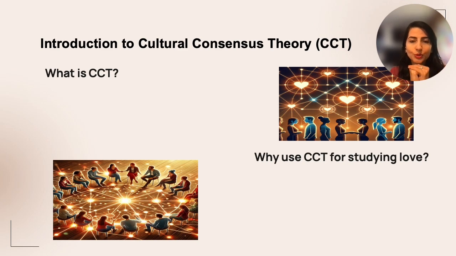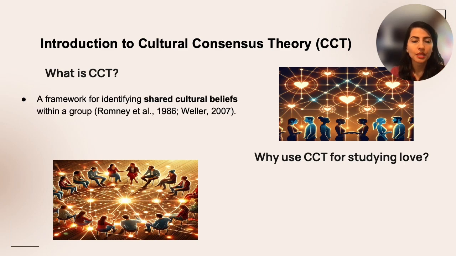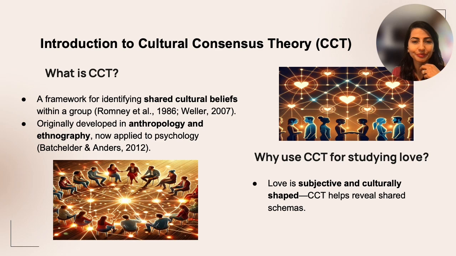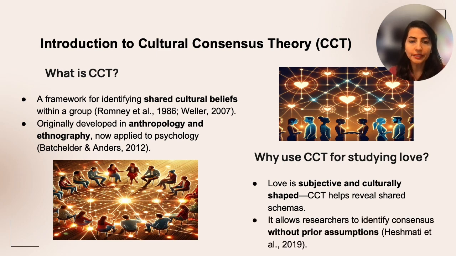So let's talk about cultural consensus theory. What is cultural consensus theory, and why do we use it to study love? CCT, or cultural consensus theory, is a framework that identifies shared cultural beliefs within a group. This framework really originated from anthropology and ethnography. However, more recently, we are adopting it in psychology, and specifically in the study of love. As we all know, love is subjective and culturally shaped. CCT in this case helps us reveal those shared schemas that might exist within a group or a culture. It really allows researchers to identify these shared beliefs without bringing in our own prior assumptions.